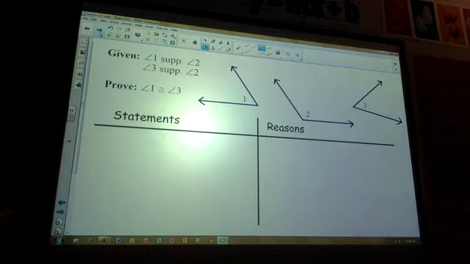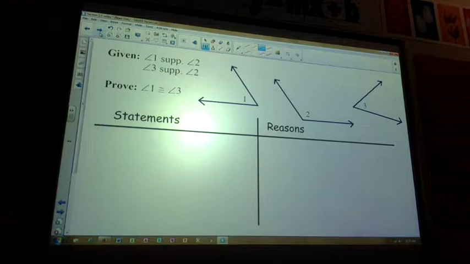Angle 1 is supplementary to angle 2. What does that mean? They add to 180 degrees. Yeah, if I add them together, it makes 180. And angle 3 is supplementary to angle 2, because that means I would add those together.